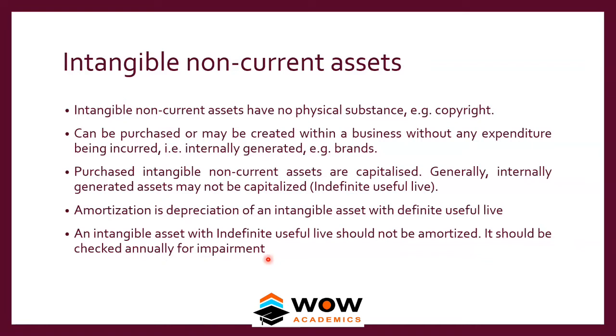Impairment refers to any sudden decrease in value. For example, any goodwill. Goodwill acquired during a purchase can be shown as an intangible asset with an indefinite useful life. So we have to check periodically whether there's any damage to that goodwill.